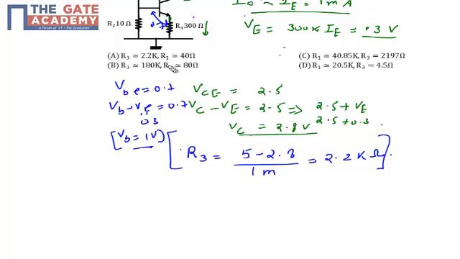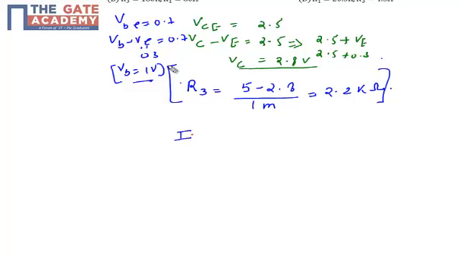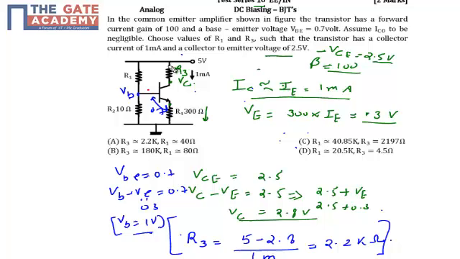VB is the voltage across the base terminal, which is 1 volt. So the current across the 10 ohm resistor will be equal to 1 divided by 10 ohm, which is 0.1 ampere, or I can say 100 milliampere. We have already neglected the base current, so this current across the 10 ohm resistor will be equal to the current across R1.